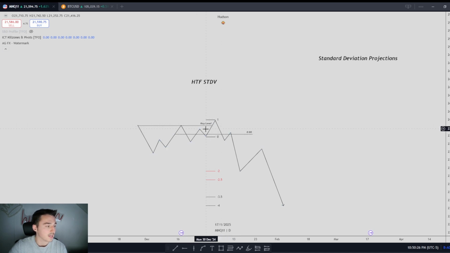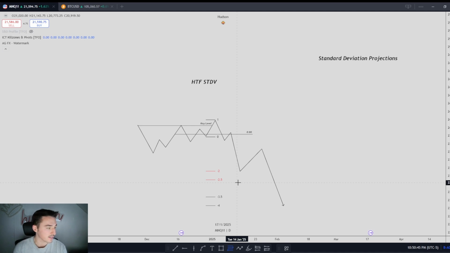We want to see a manipulation above midnight open if we are bearish for the day into a key level, and then we are going to use that manipulation leg. We're going to measure from this low to this high, and it's going to give us our projections, right? So right here you can see that we come down into -2 and 2.5.